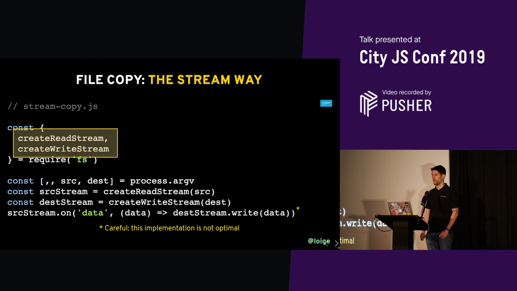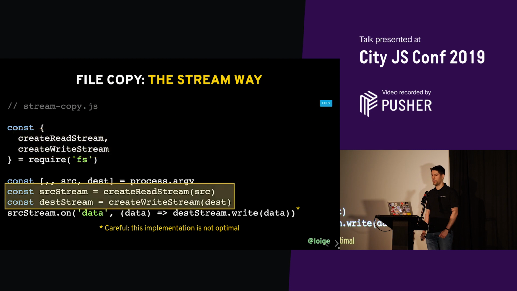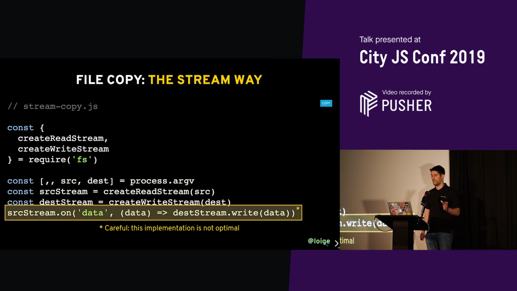So we now import createReadStream and createWriteStream. Then we use those two functionalities to create the stream instances, so the source and the destination. And then we can use this interface that says, every time there is new data available in the source stream, call this callback, and inside this callback, I get the data, and I write it to the destination stream.